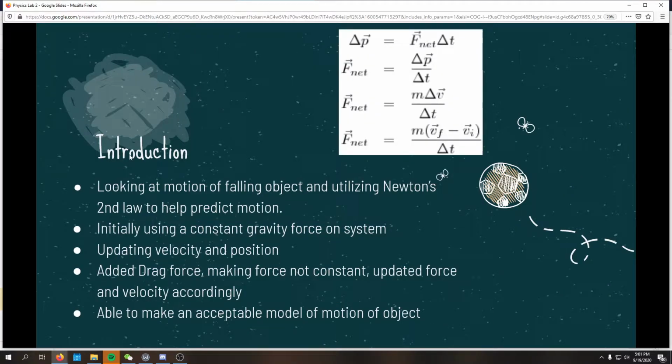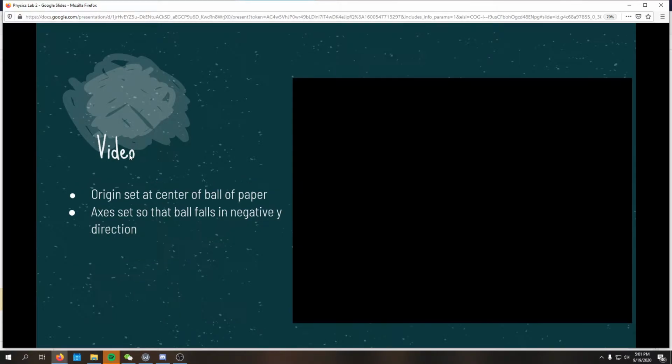So in this lab, we are looking at the motion of a falling object and utilizing Newton's second law of motion to help predict that motion. We initially used a model using just constant force, being gravity, and then we also ended up using a model that incorporated drag into the equation. Ultimately, we were able to create an acceptable model that used the momentum principle and Newton's second law of motion, as well as both drag and gravity, to accurately model the motion of an object.